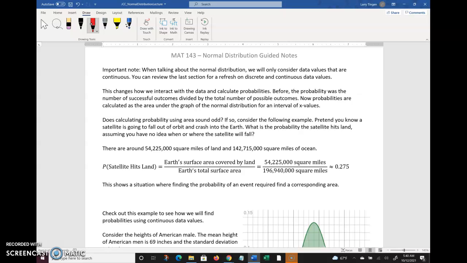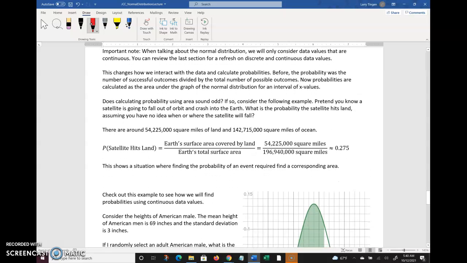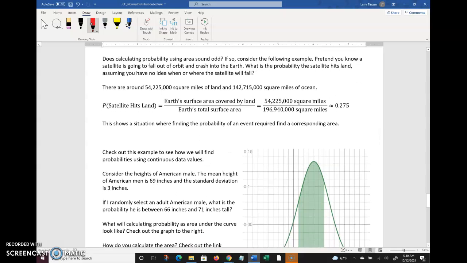So how am I going to do it? Well, it turns out that in probability, when dealing with continuous data that is normally distributed, to find the probability, I'm going to need to calculate the area under the normal curve. It sounds weird, right? It sounds a little odd. So I want you to think about this example.